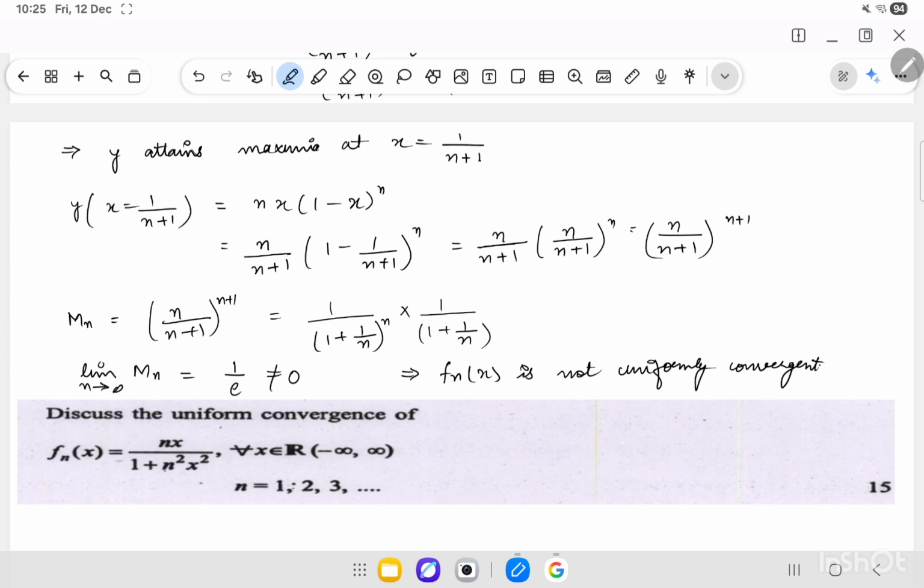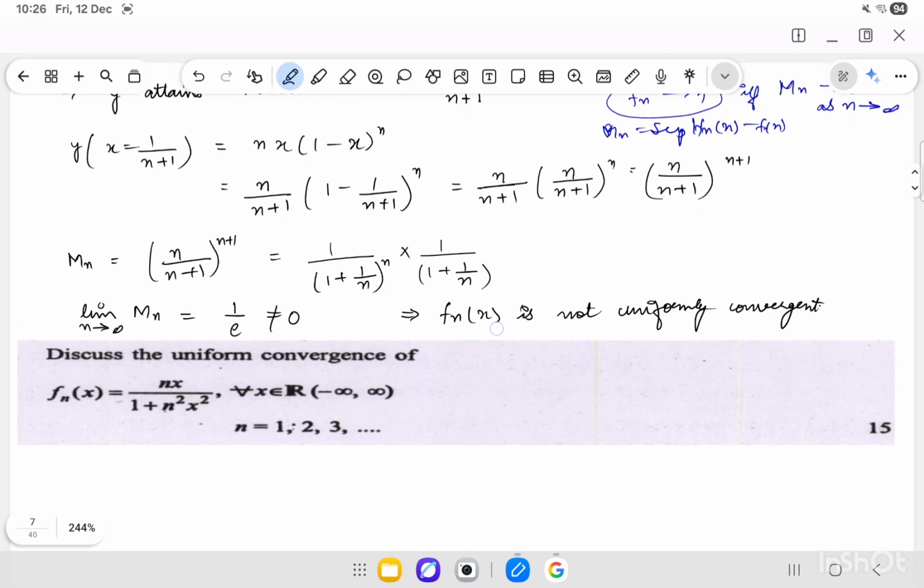Because in the first question that we proved, we proved a result that fn approaches f uniformly if and only if mn, which is basically the supremum of the absolute value of fn(x) minus f(x), approaches 0 as n approaches infinity. So since our mn is not approaching 0 as n approaches infinity, from there we can conclude that fn is not converging uniformly to function f. So this completes our question.